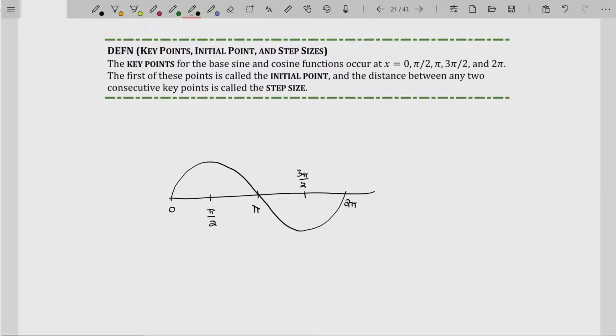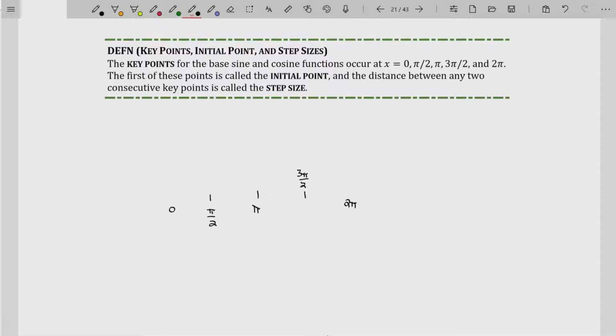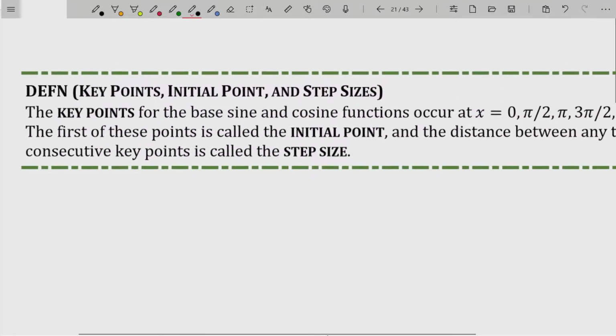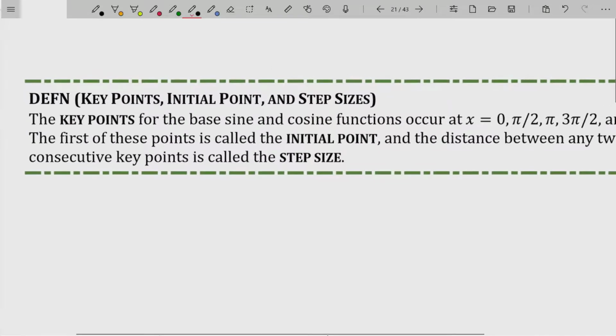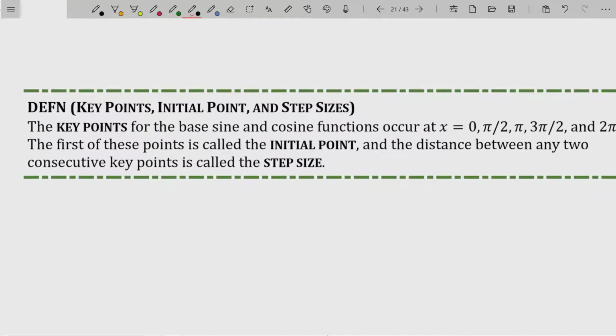So those are the ones you would always label. However, things get changed if you have a change in the period for the function. So those numbers are going to slightly change. So we need to talk about them with the common language. So those are called the key points. The first of these is called the initial point. So x equals 0 is the initial point.